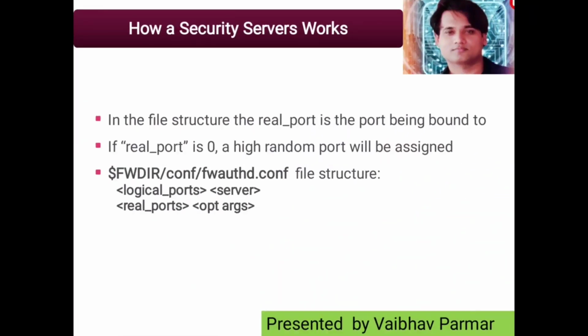In the file structure, real port is the port being bound to. If real port is 0, a high random port will be assigned. The location $FWDIR/conf/fwauthd.conf file has the structure as shown on the screen. This is how you can assign and modify these security servers.